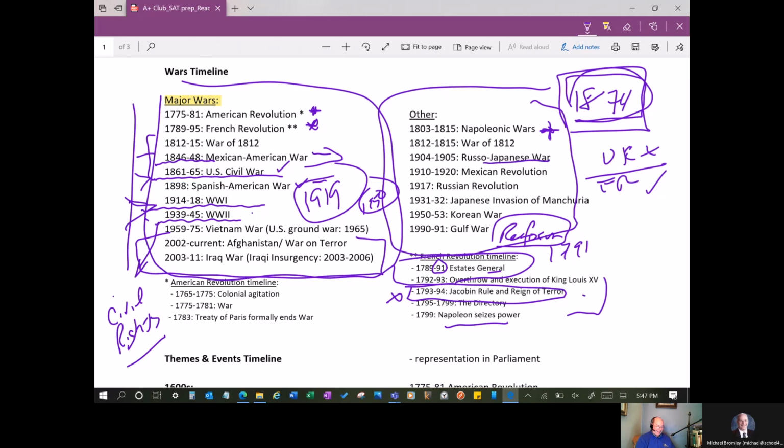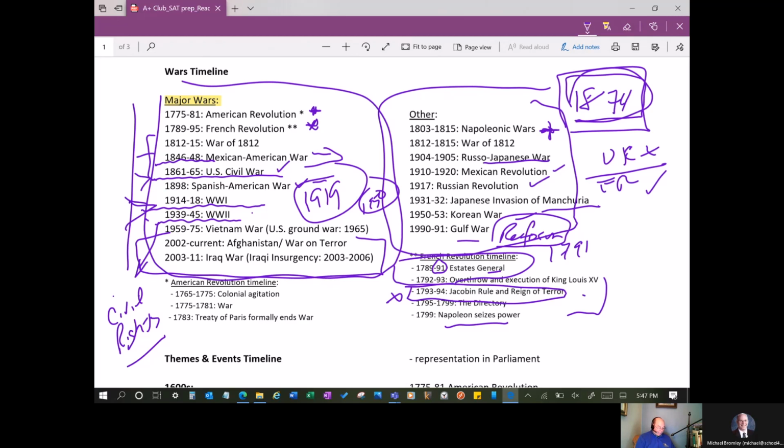The Russo-Japanese War is sort of the entrance of Japan's industrialized society into overseas military adventurism, leading, of course, into the invasion of Manchuria in the 1930s. The Russian Revolution, the Mexican Revolution is going on. It's impacting a lot of things. The Korean War, and then the Gulf War here.